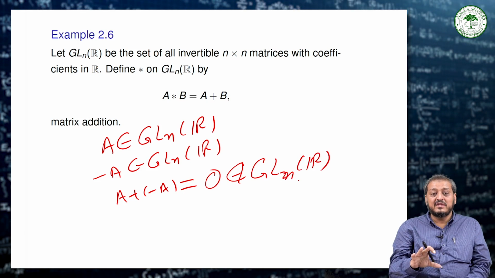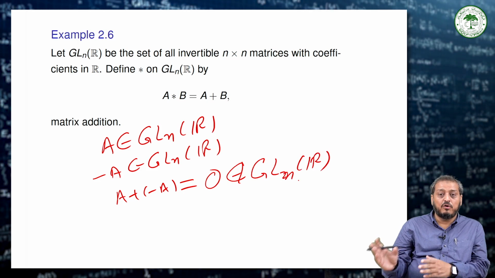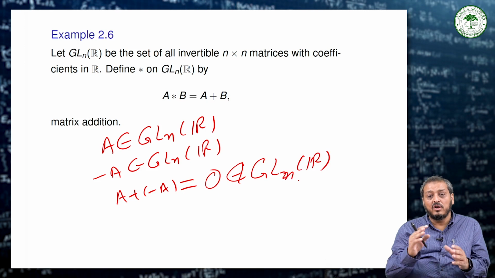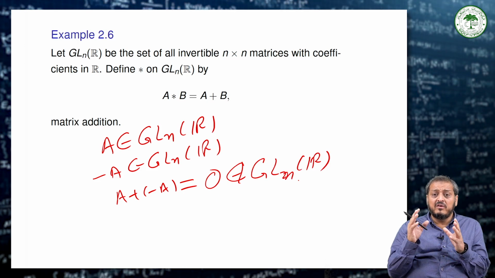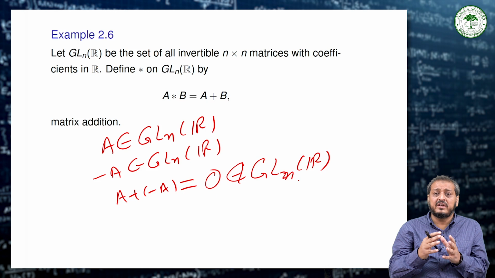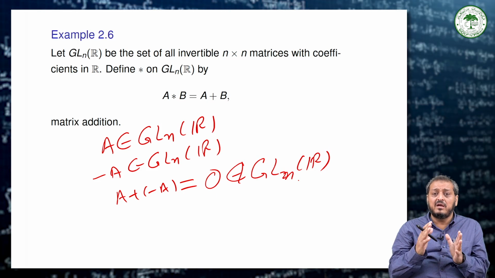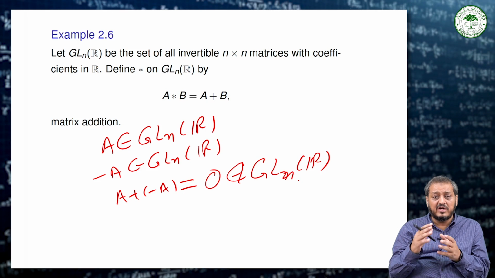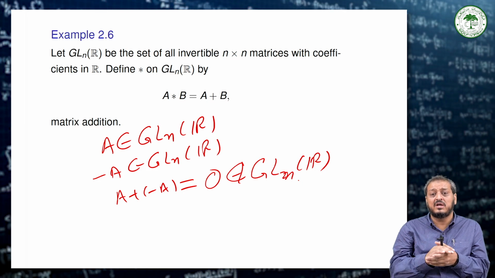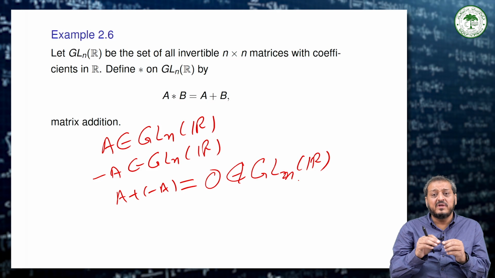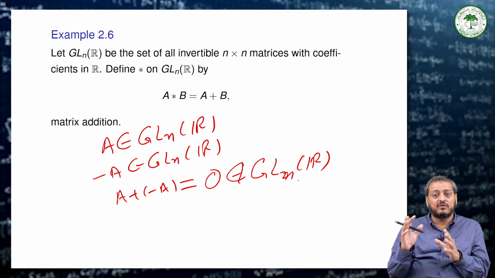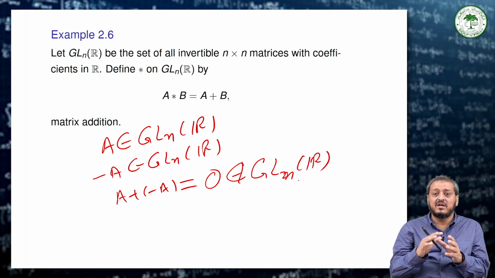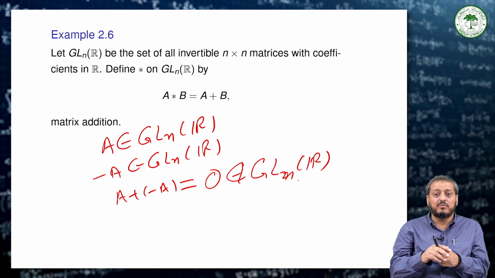So we simply say that if we take, in place of an ordinary matrix, a collection of all the invertible n by n matrices, then A plus B is not again an invertible matrix. So this is not closed under addition. So simply we say that the set of all invertible matrices under addition is not a binary operation.